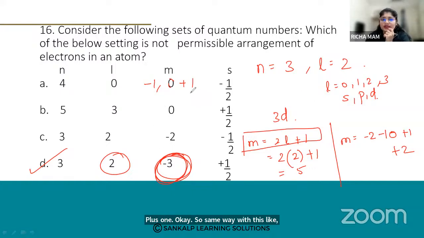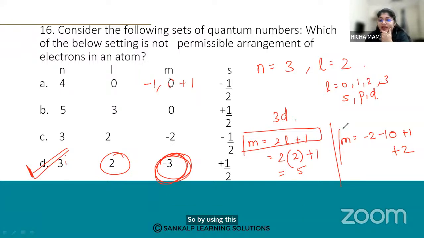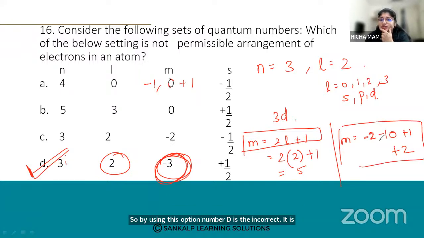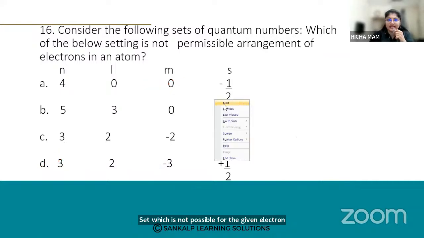So we are going to use the formula 2L plus 1. By using this, option number D is incorrect. It is not possible because the M values are in between -2, -1, 0, +1, and +2. So these are the possible 5 M values. But this is -3. So option number D is the set which is not possible for the given electron in an atom. So option number D is incorrect.